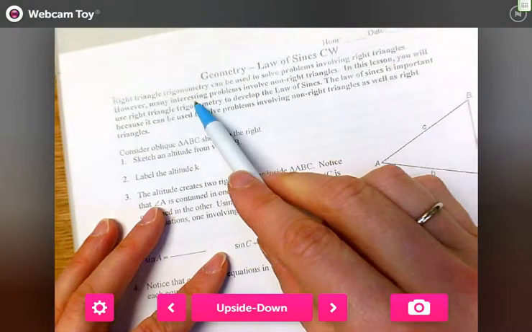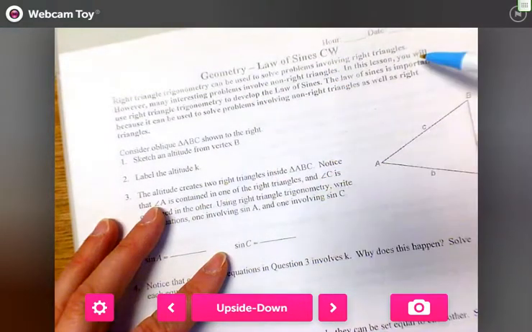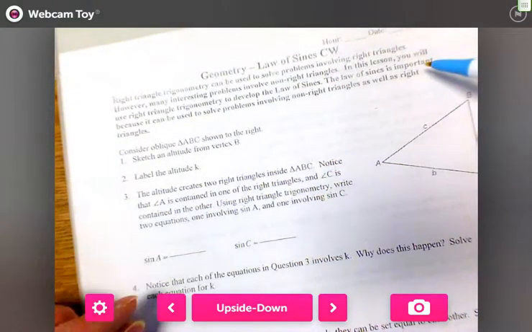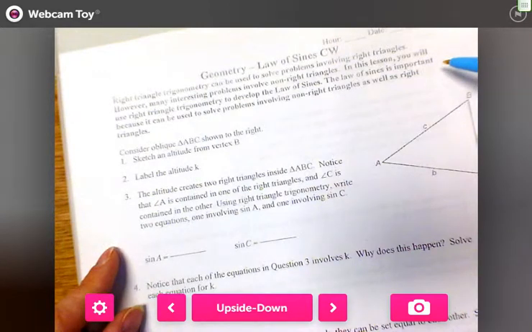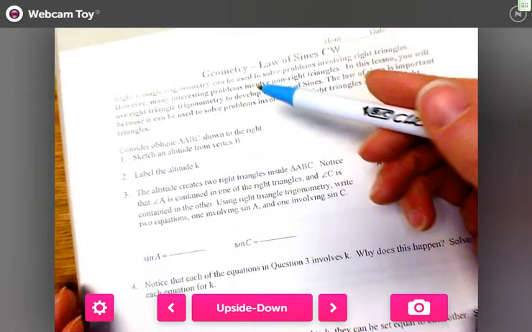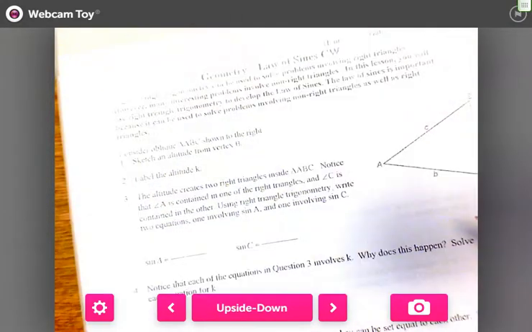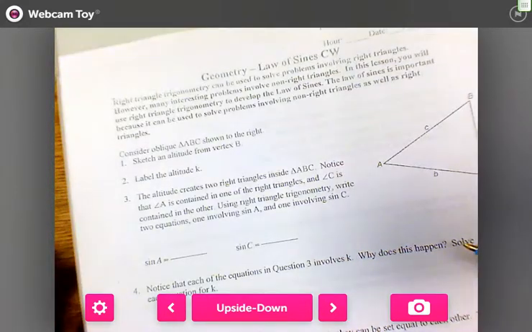However, there are many interesting problems involving non-right triangles. In this lesson, you will use right triangle trigonometry to develop the law of sines. The law of sines is important because it can be used to solve problems involving non-right triangles as well as right triangles. All right, so we are going to follow these instructions, and at the end, we're going to come up with a formula for how to use the law of sines, so we can find all the sides and angles for any triangle, whether it's a right triangle or not.